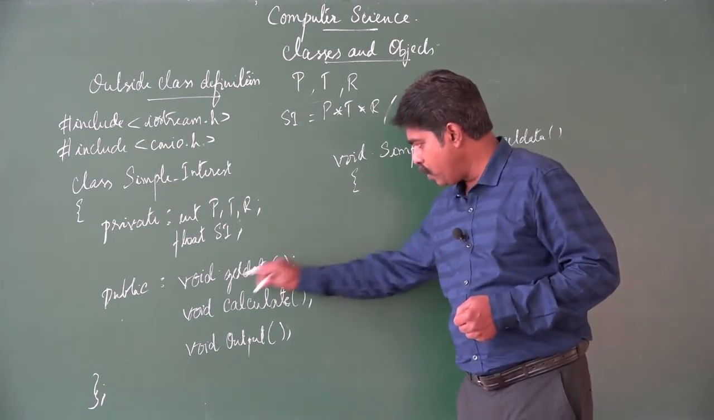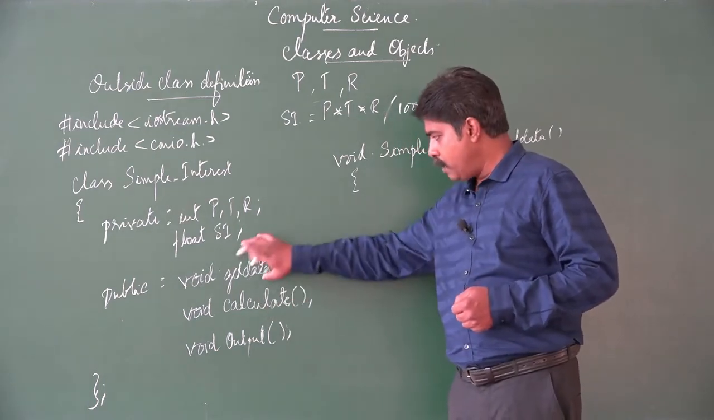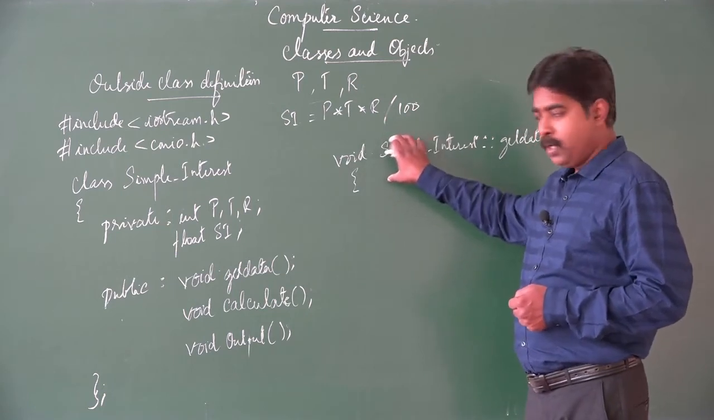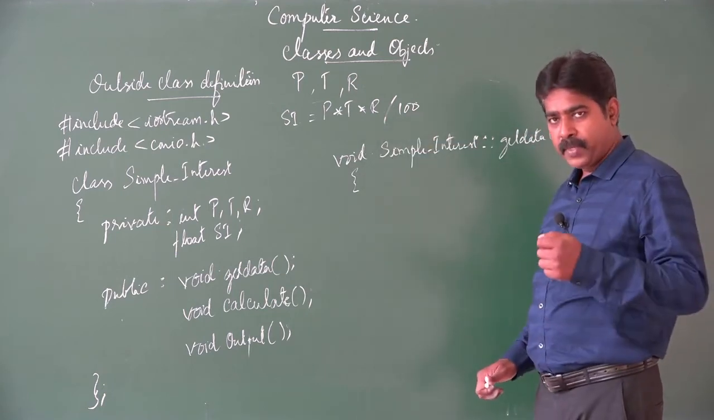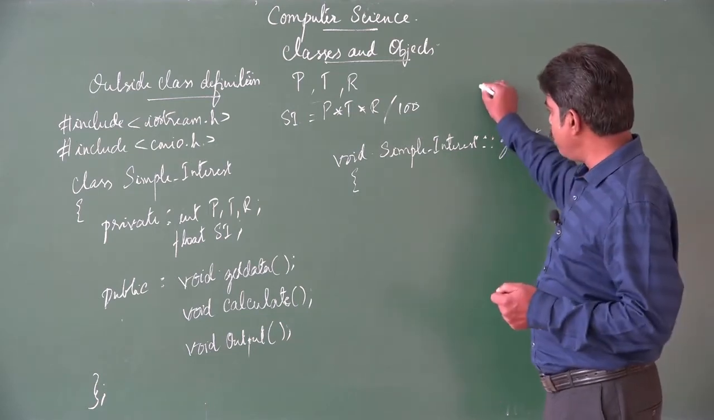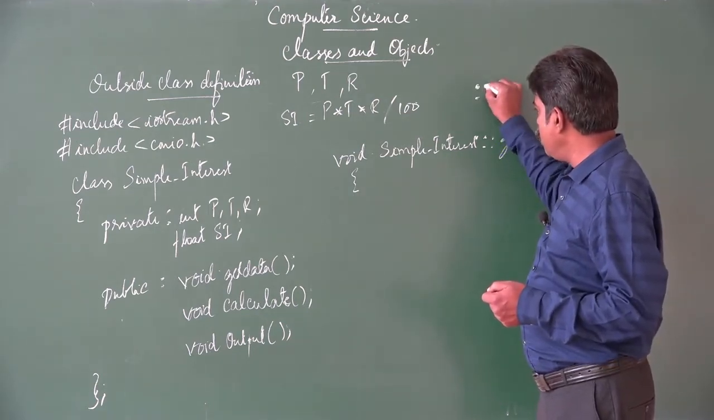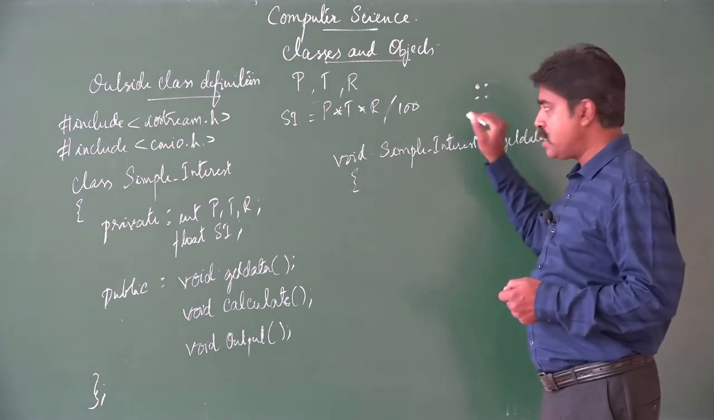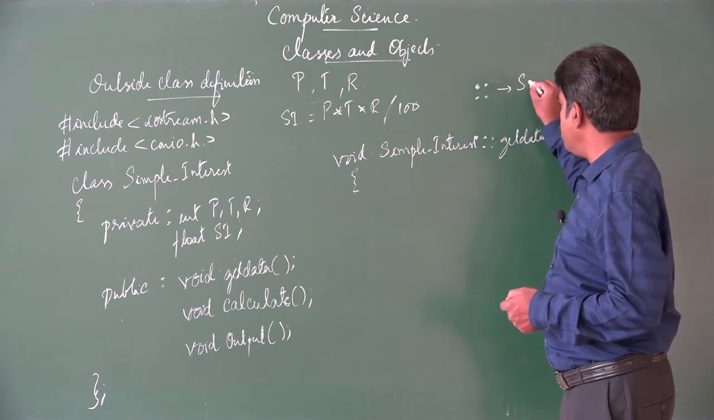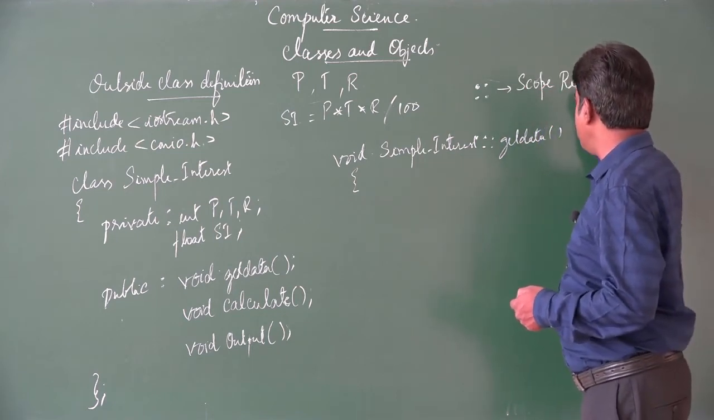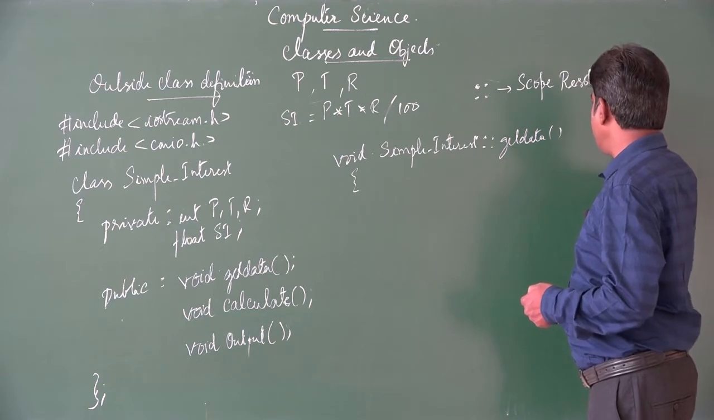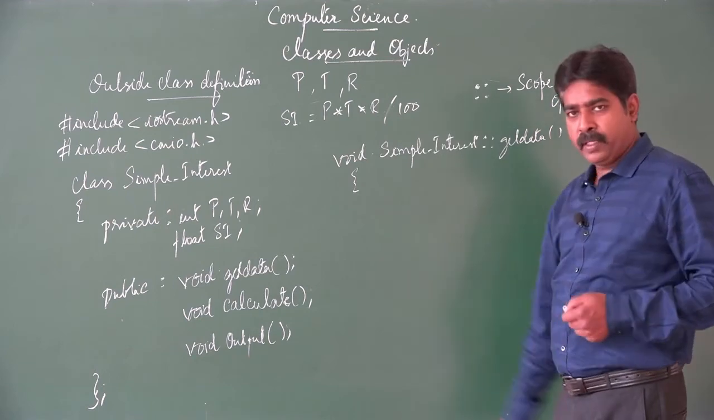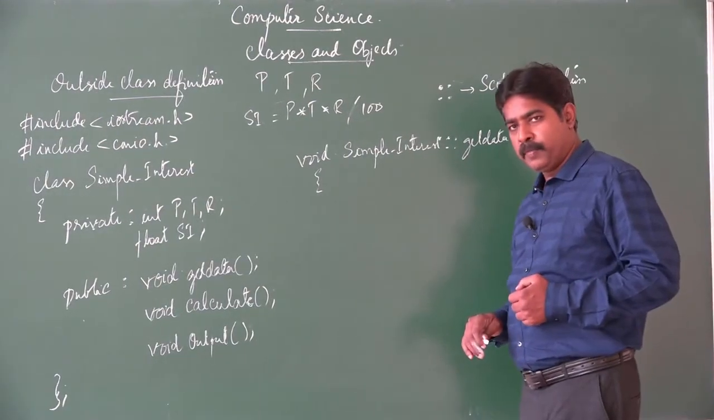Here there is a semicolon inside the class, and we write the header of the function having the class name with a scope resolution operator. The scope resolution operator is two colons. This is the symbol of the scope resolution operator. Let us continue with the getData member function.